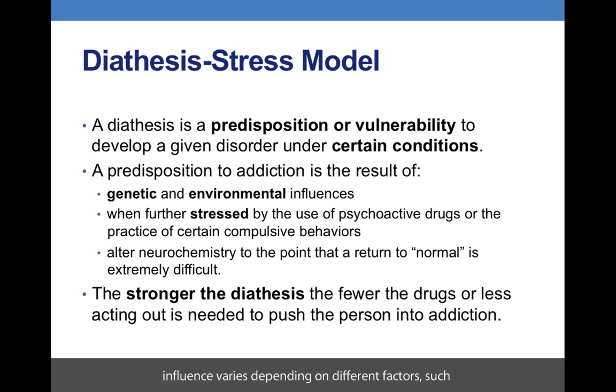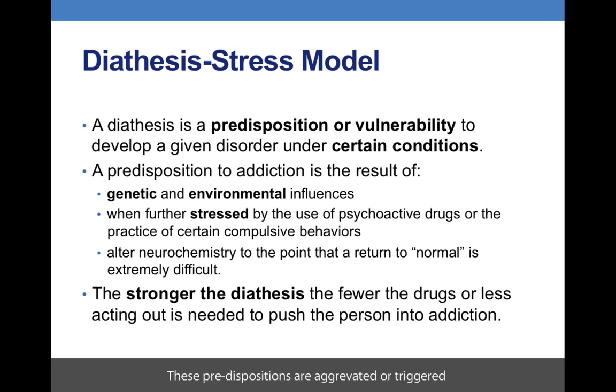Genetic influence varies depending on different factors such as the substance of abuse. Environmental risk factors can include physical, sexual, emotional abuse, stress, nutrition, living conditions, familial relationships, healthcare, school quality, peer pressure, and economic factors. Any of these or all of these may exist that can be environmental risk factors that can increase the likelihood that an individual will develop an addictive disorder.